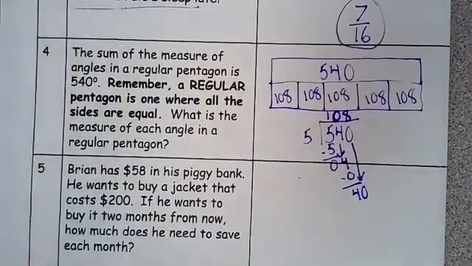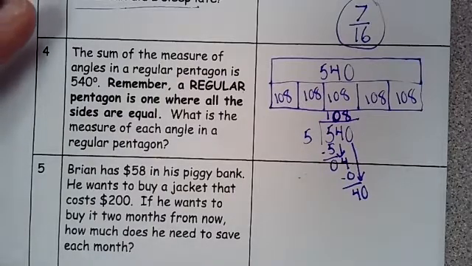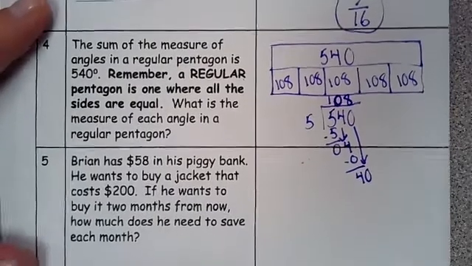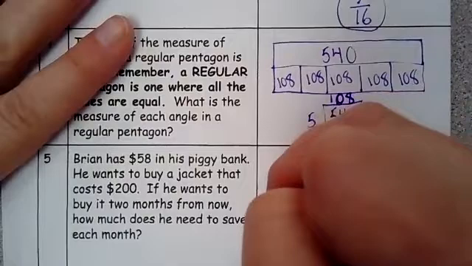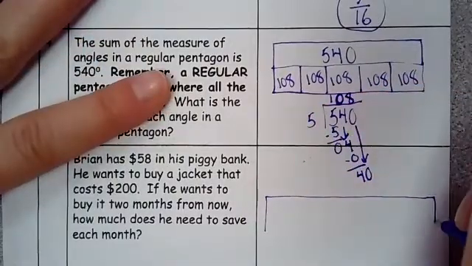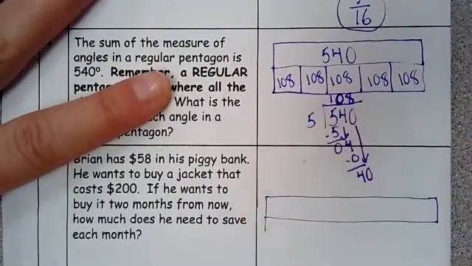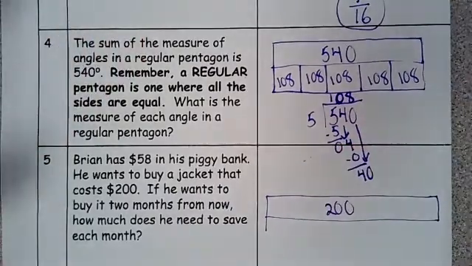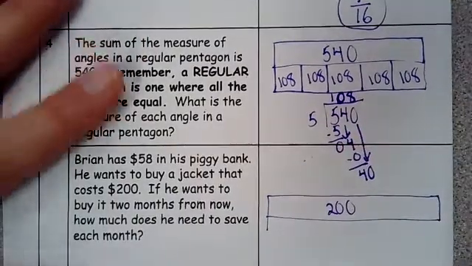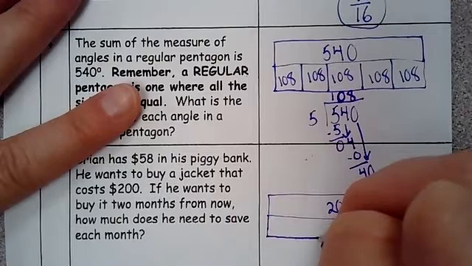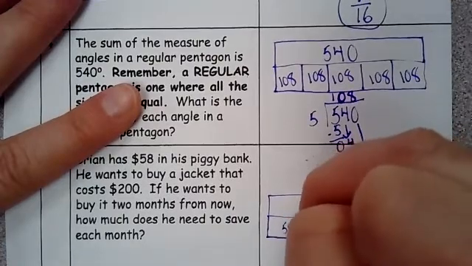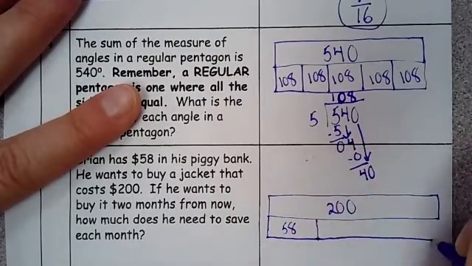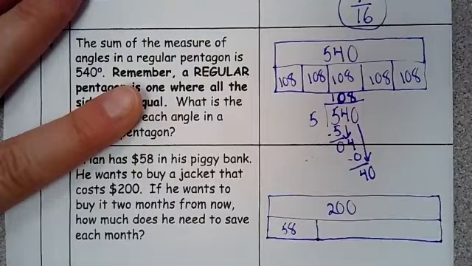Brian has $58 in his piggy bank, and he wants to buy a jacket that costs $200. He wants to buy it 2 months from now. How much does he need to save each month? So the total of this really expensive jacket, we need to talk to him about this. All right, the total is $200. That's a lot of money for a jacket. Hopefully it's really cute. All right, he has a small amount saved. He's got $58 saved. How much more does he need to save?